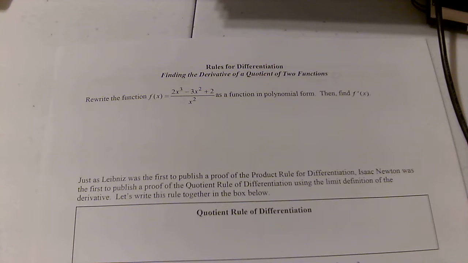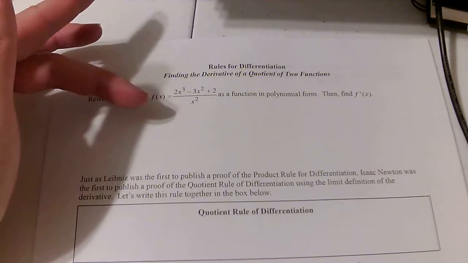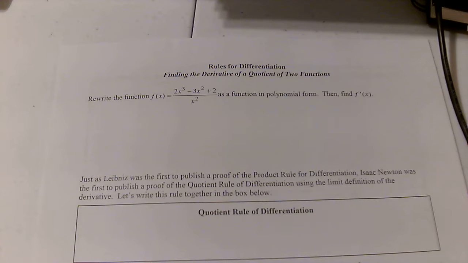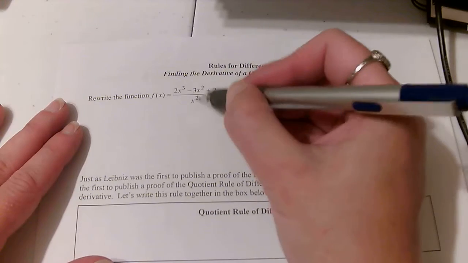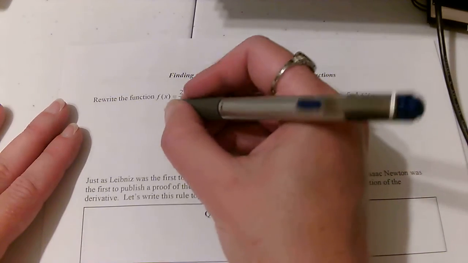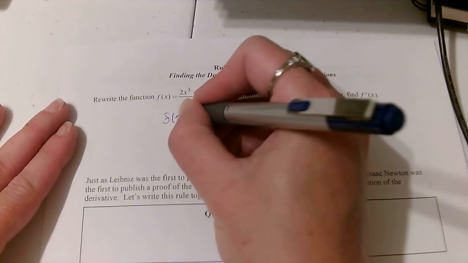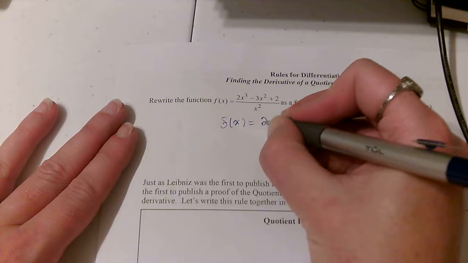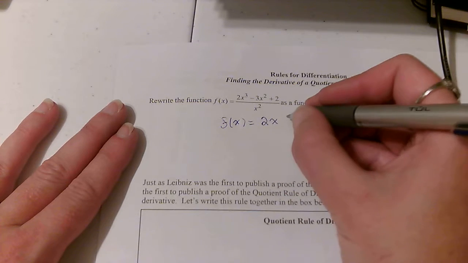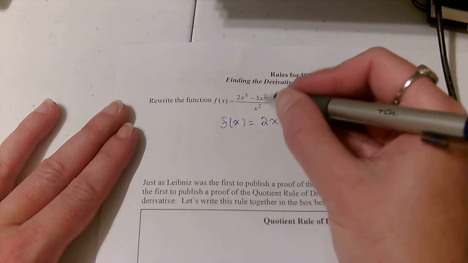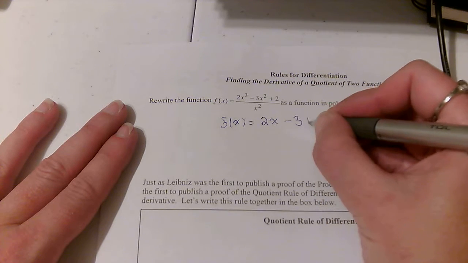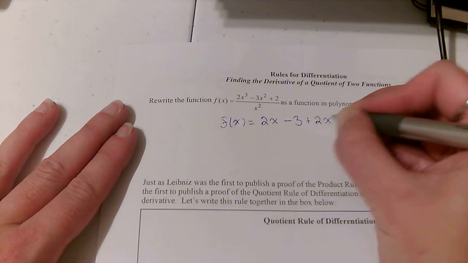Our next shortcut is quotients. So when we have quotients, we're talking about when two things are being divided. One way is to rewrite it in polynomial form, of course. If I divide each of those terms by x squared, I would get f of x equals 2x minus 3 plus 2 over x squared, which is going to be 2x to the negative 2.